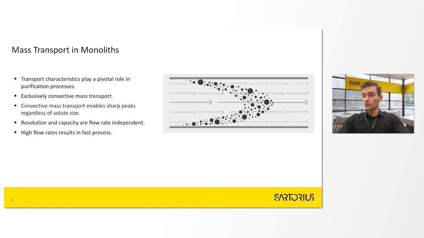The flow through the monolith is convective, meaning if you do chromatography, we get sharp peaks. Resolution and capacity are flow rate independent, meaning we can use high flow rates and have fast processes.